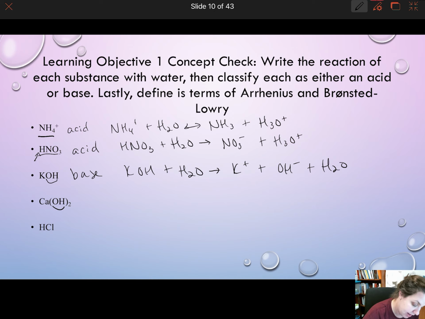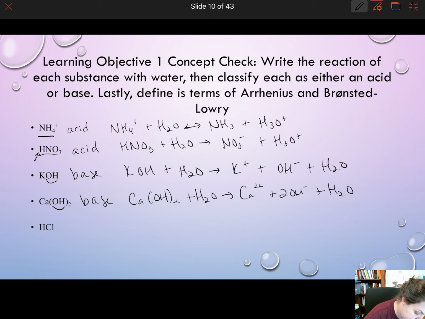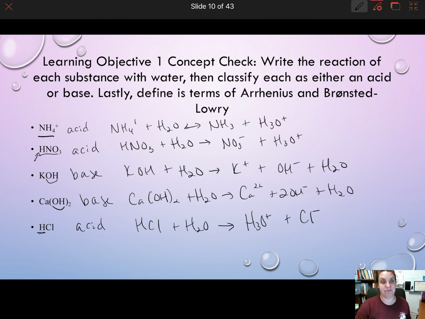Calcium hydroxide, it's a hydroxide again, so we know it's a base. So Ca(OH)2 plus water will just break down. Ca2 plus, 2 OH minus, plus water. And then the last one, we see that hydrogen right there, so we know that it is an acid. So we have HCl plus water. HCl is considered a strong acid, one-way arrow. Like so. Okay, that's everything for this one.